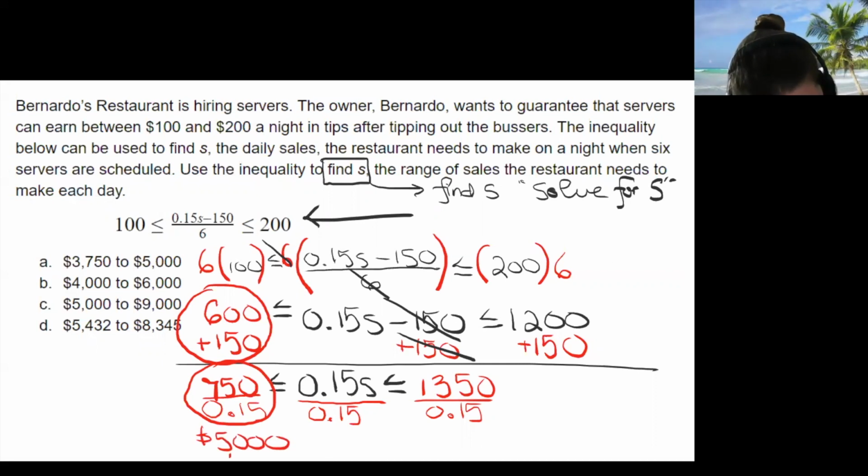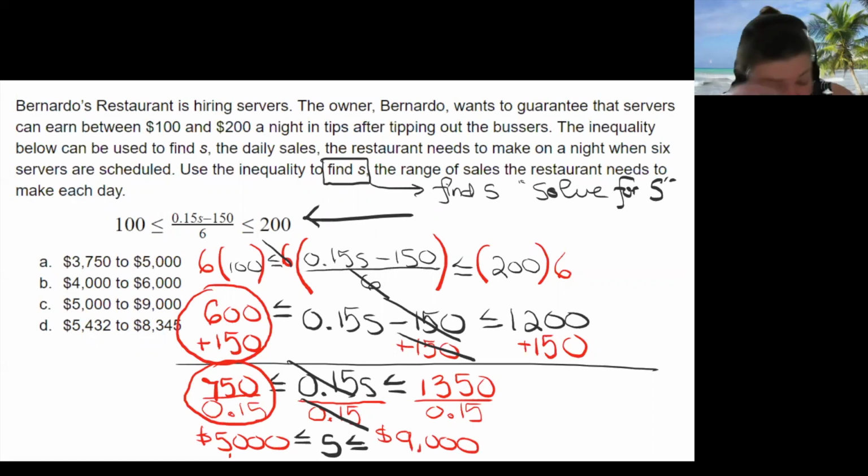Now this time I did not multiply or divide by a negative. So I've done nothing to flip my signs. So they will stay. Now multiplying and dividing by that number cancels. So S is alone just like I wanted. And on the right-hand side, if I simplify that expression, I'll get 9,000. So what do we need to sell during the day? Well, we need to sell between $5,000 and $9,000 if we're going to keep our promise to our servers.